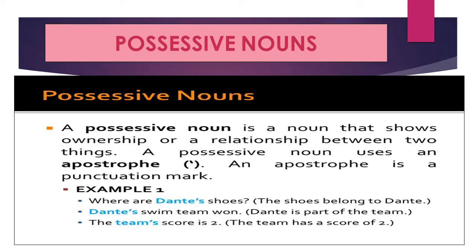The team's score is 2. Team apostrophe S. So when you have to tell that something belongs to someone, something is that person's only, it cannot be other persons', you use a possessive noun. Rahul's pencil, Reena's pen, Ravi's shoe. So you will write the name, put an apostrophe and an S. That is called a possessive noun.